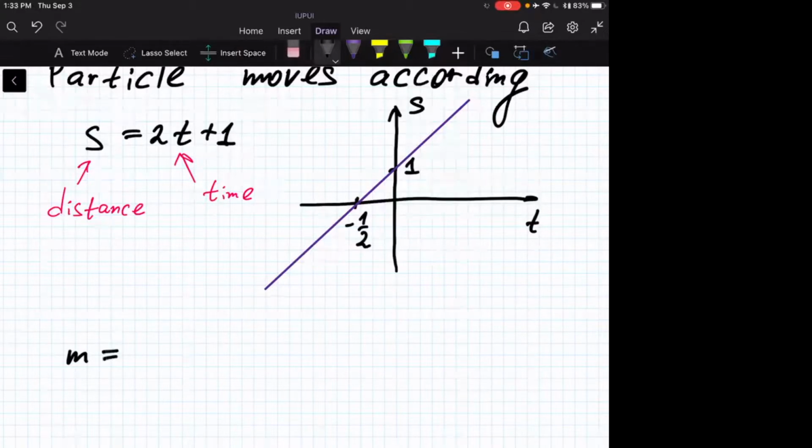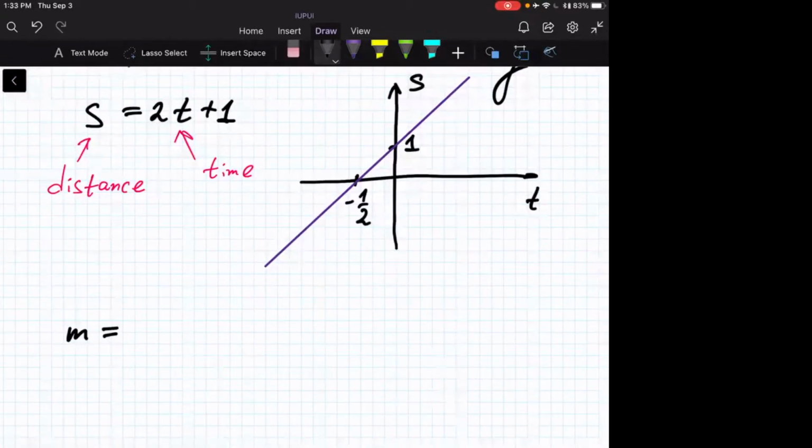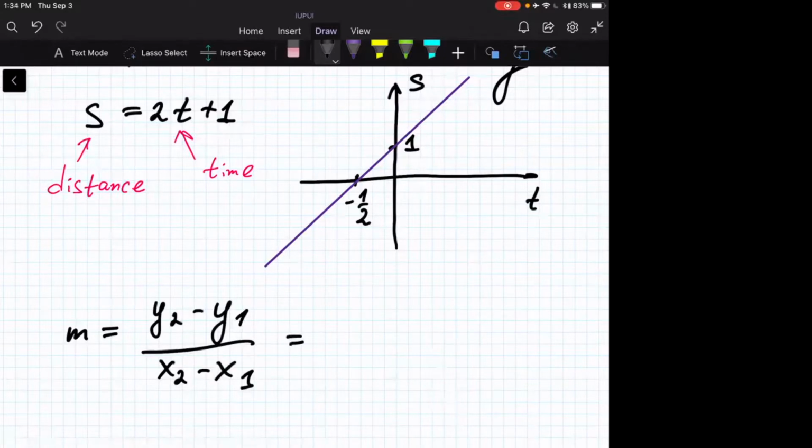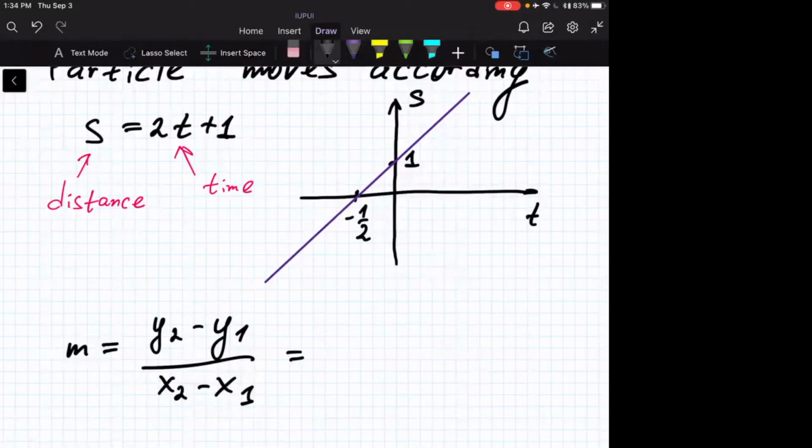These are the functions, the linear functions, that have the constant slope. The slope is the same for all points whenever I calculate them. So I say this is the formula for the slope if you have a linear function, and if you substitute these 2 points, so this point is (0, 1), and this point is (minus 1/2, 0).